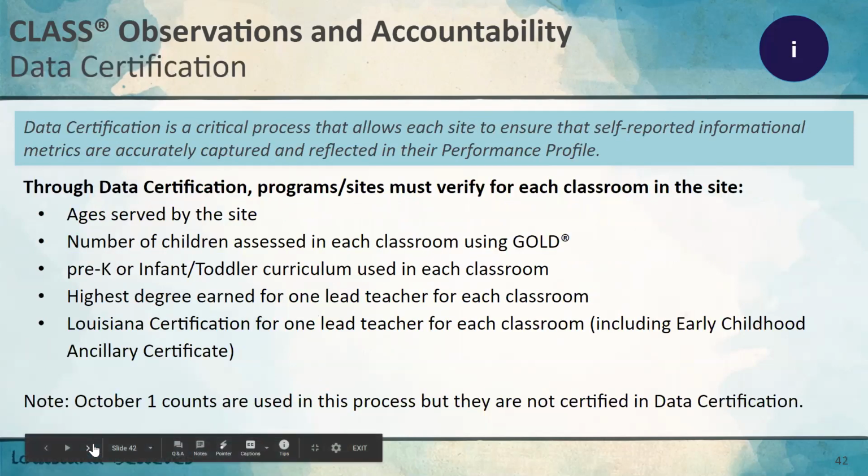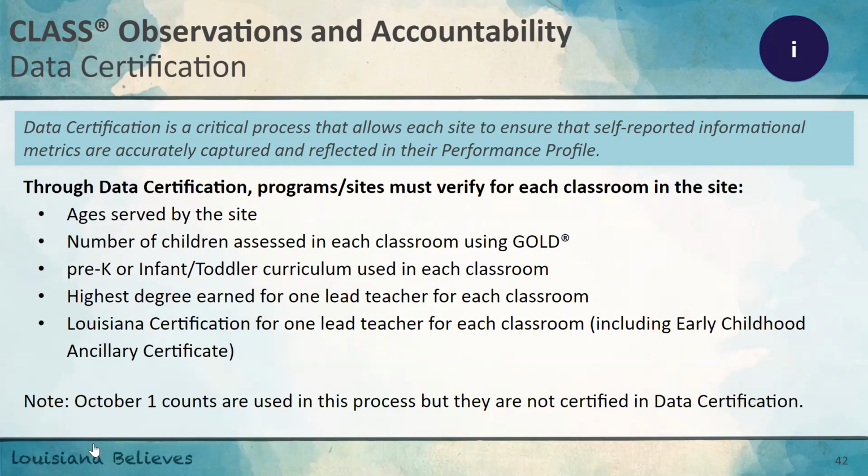And then of course, we ask you to participate in a data certification process. Without going too into it, basically what this means is over the course of the school year, sites and teachers report to us informational metrics such as the number of children assessed in GOLD, the type of curriculum that's used in each classroom, the degree earned for the lead teacher in each classroom, and the certification for the lead teacher in each classroom. And because that information is manually reported and self-reported by sites, we ask you to certify that data and to verify that it's correct.